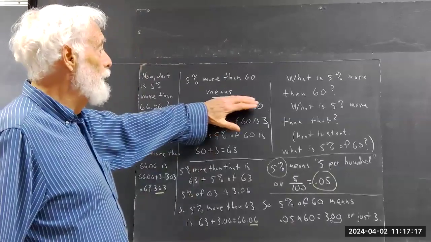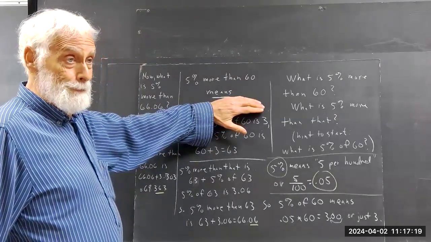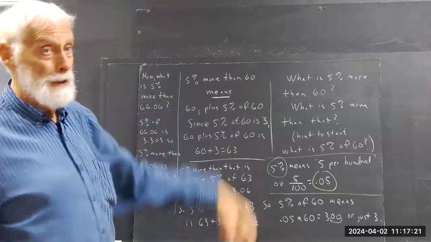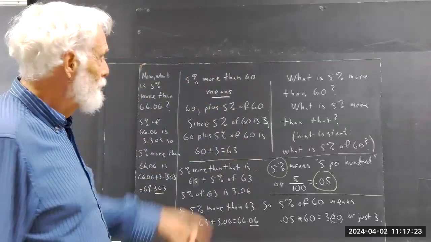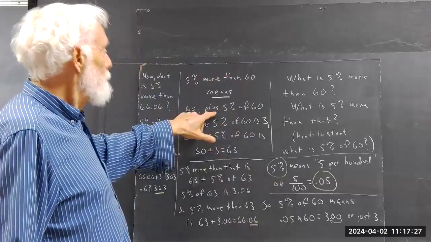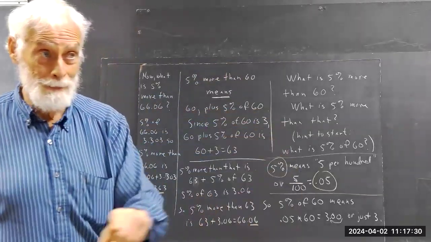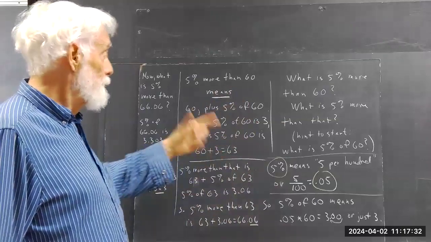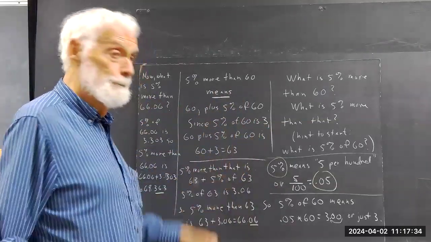So what's 5% more than 60? Well, people want to tell me 65. No, 5% more than 60 means 60 plus 5% of 60. 5% of 60 is 3, and 60 plus 3 gives you 63. Okay.